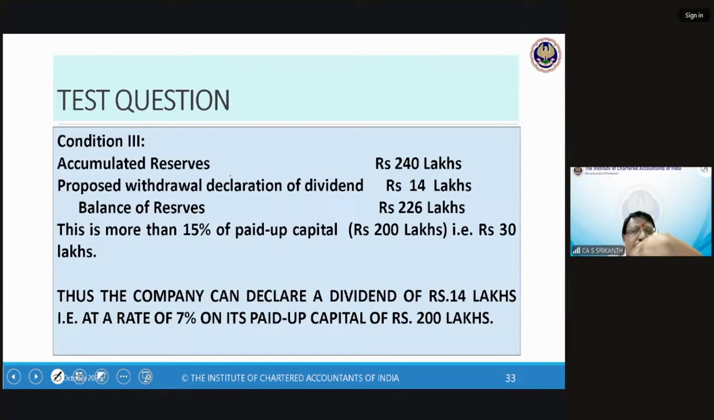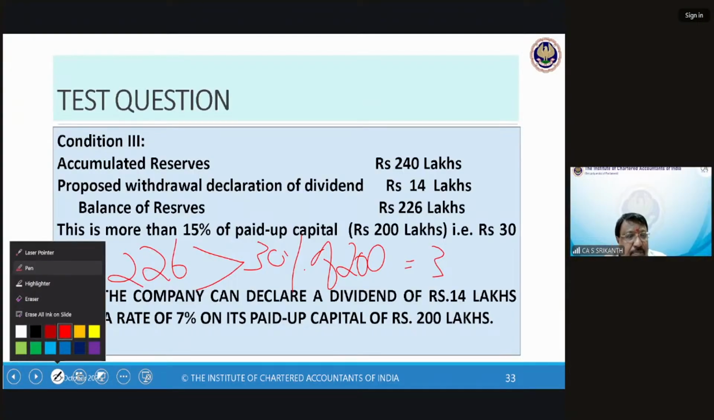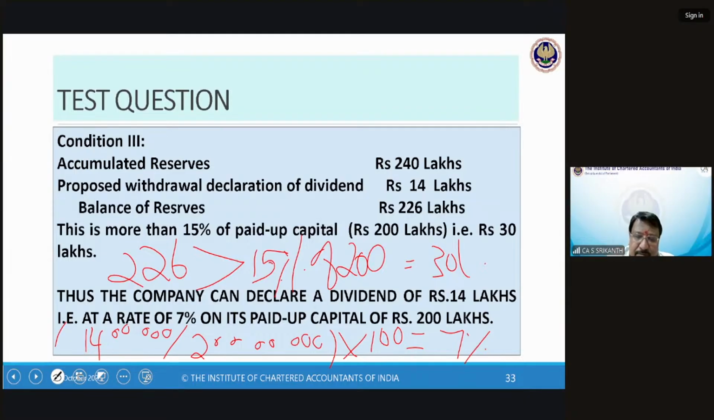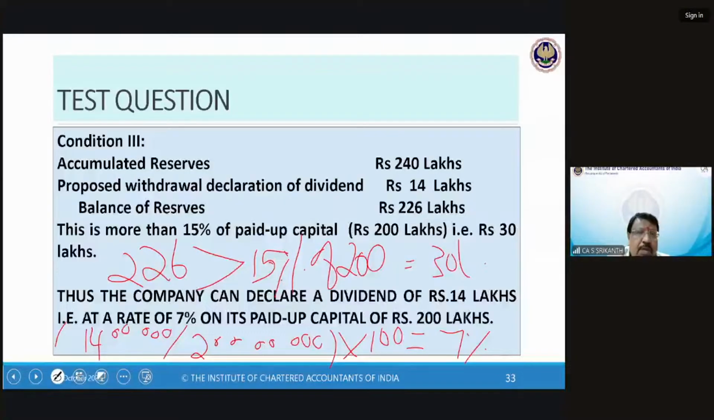This is much more than 15% of PC, which is 200 lakhs into 15%, 30 lakhs. Thus, the company can declare a dividend of 14 lakhs. If I apply it as a rate, the PC is 200, so 14 lakhs divided by 200 lakhs into 100 gives me 7%. This is the rate. The basic question asked was, what is the rate? That rate is the answer.